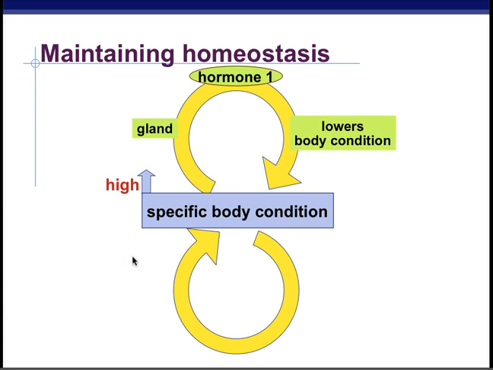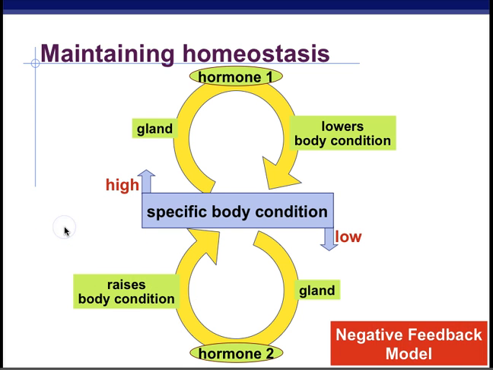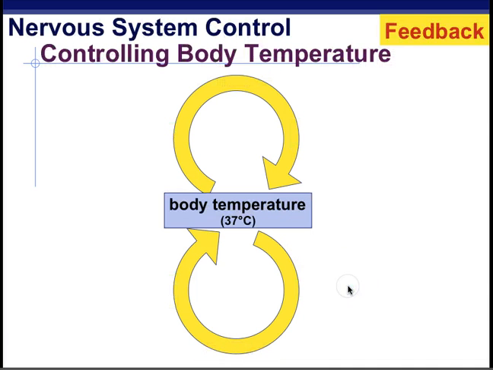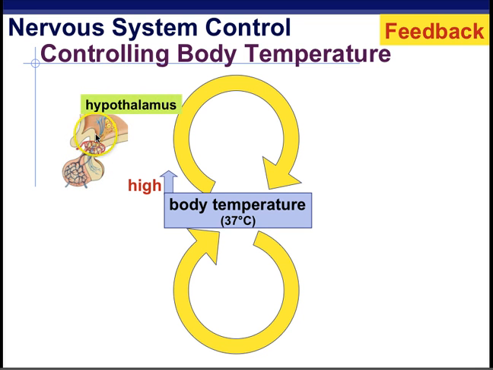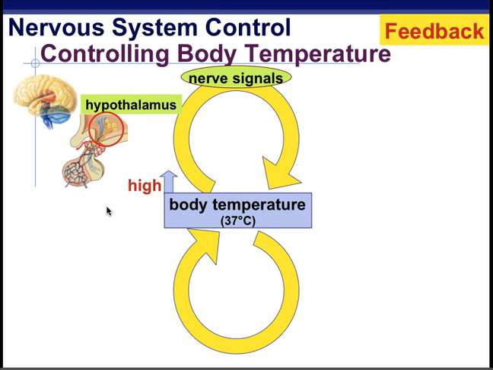Okay, so hormone 1, we're talking about a gland. Hormone 1 lowers body condition. If something is low, we have a gland. And hormone 2 then raises the body condition. And this is a negative feedback mode. Okay. Controlling body temperature, which we've talked about offhand all year long about homeostasis, involves the hypothalamus, as I've told you. So if somebody has a disease in their hypothalamus, they may have trouble maintaining a body temperature. Or if you have a fever, your hypothalamus is the one that controls that from going too high.